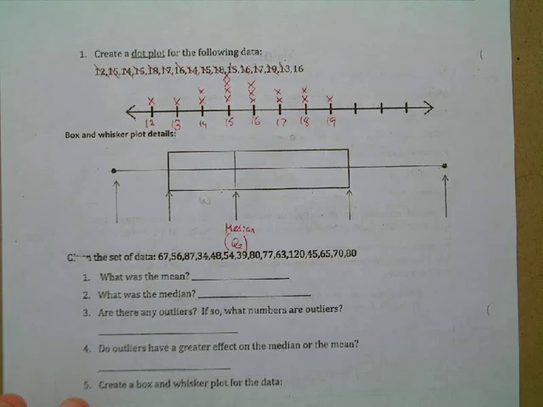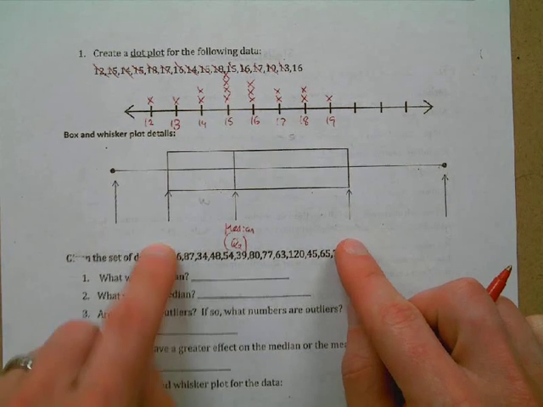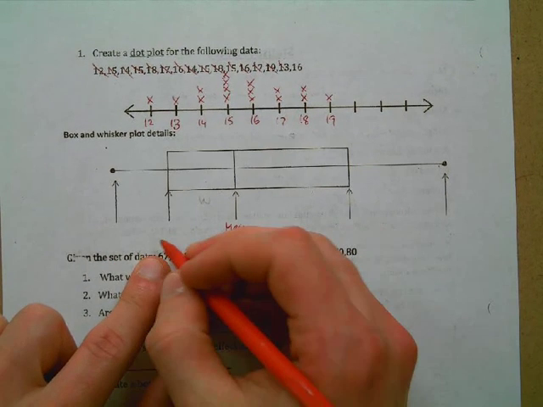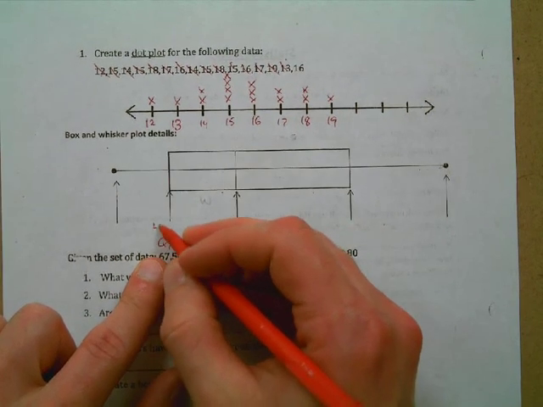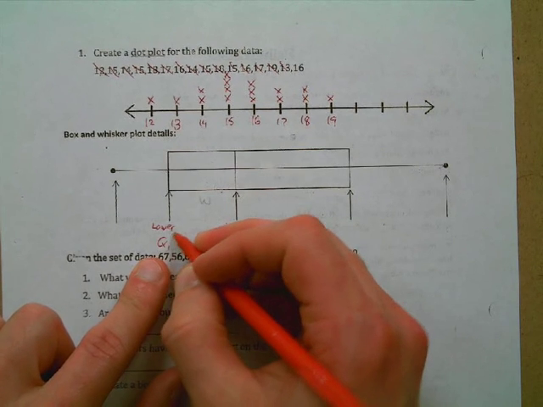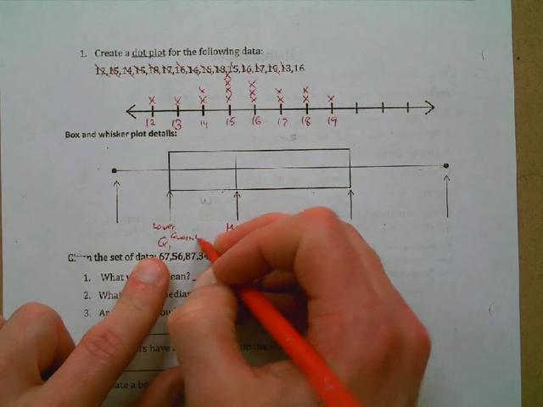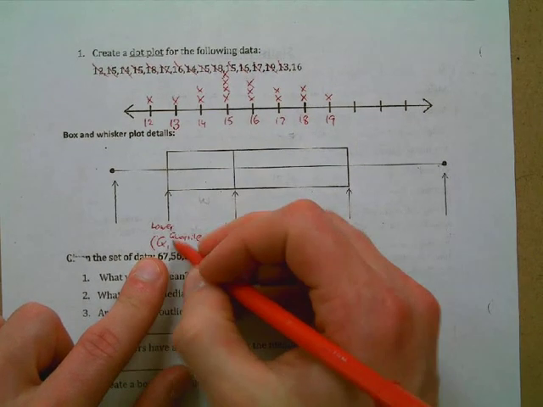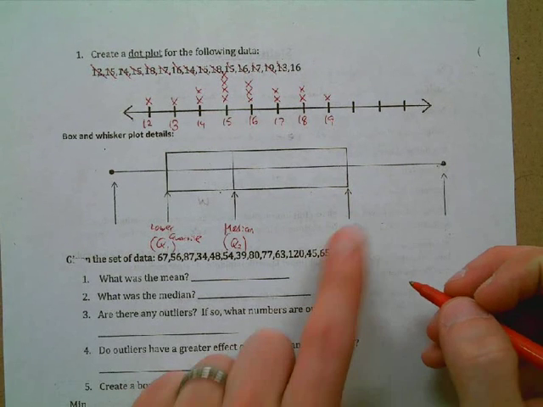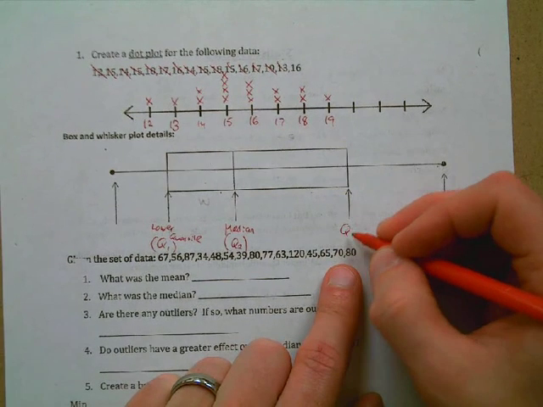But then yes, the left side of the box is Q1, also known as the lower quartile. Okay. And then this right side of the box, Q3, also known as the upper quartile.